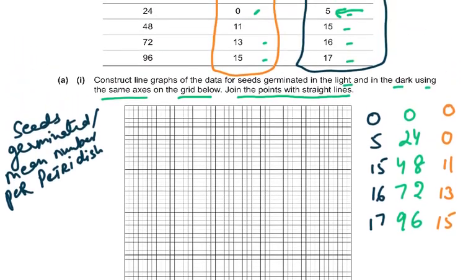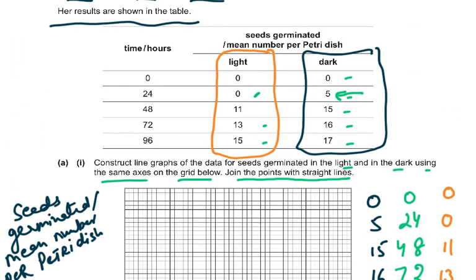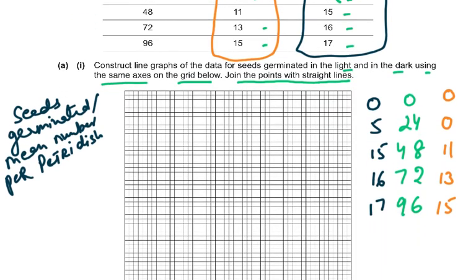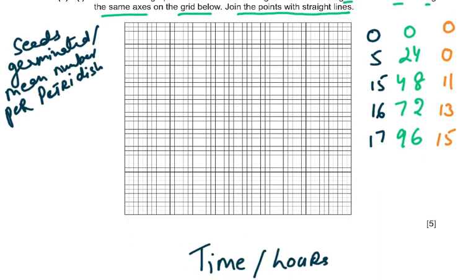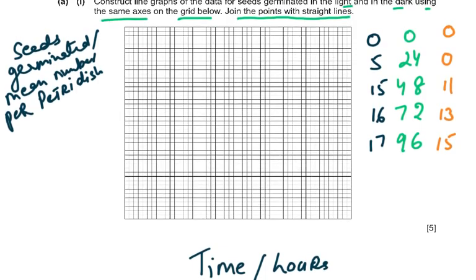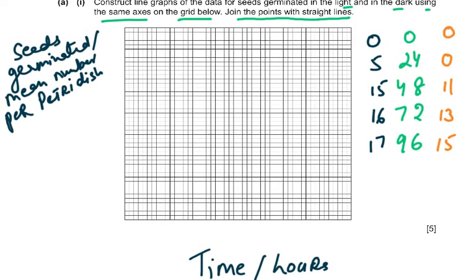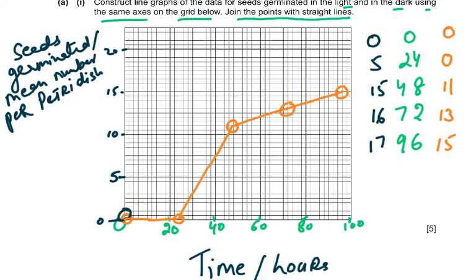And the first column is going to come here on the x-axis. So that was time in hours. So this was going to come on the x-axis. As you can see here, we put it on the x-axis. And seeds germinated, mean number per petri dish, was put on the y-axis. So these are the dots for the graph that we are going to be making. And then we're going to connect them point to point with a ruler. So this would be the graph for this one.